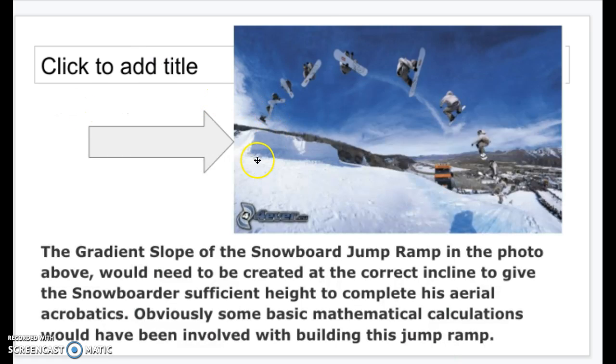The next picture clearly shows a ski ramp. And you can see here, and this is where the maths comes in. If this ski ramp didn't have enough gradient or enough slope, we wouldn't be able to do these ski tricks. So a lot of people would be using maths to work out what gradient they would need on their slope.